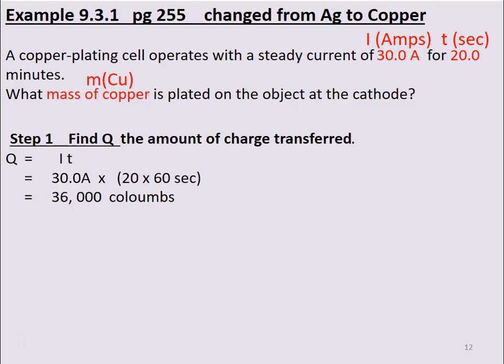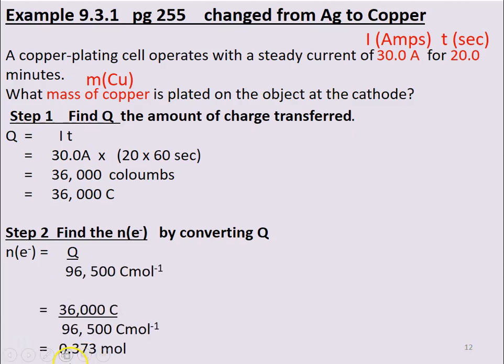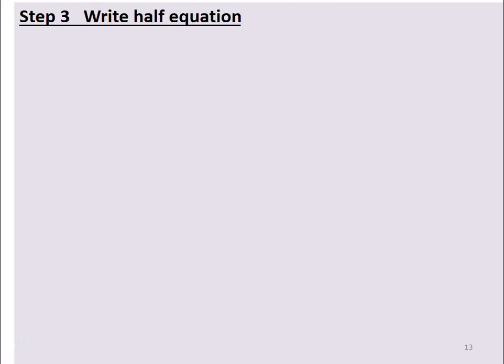So 60 seconds a minute. So you've got 36,000 coulombs. You'll get used to Q being a large number. If it's not a large number, you're doing something wrong. So 36,000 C. That doesn't really tell us anything about electrons, so you need to divide that by 96,500. You'll get that the number of moles is 0.373 mole of electrons that you've delivered. So the third step, you need to know what's the ratio between electrons and copper.